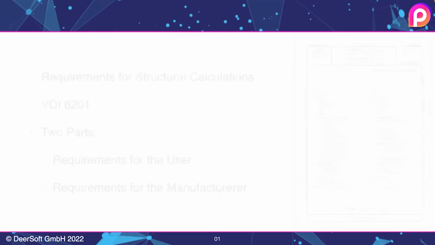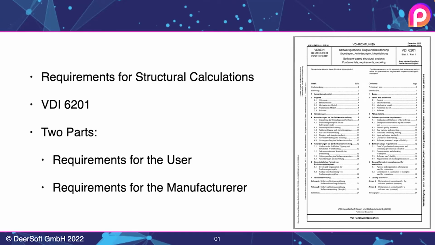But now let's look into the requirements for doing such calculations with the program. There's a VDE 6201 that explains to users and manufacturers their requirements for using such tools. So first, let's look into what we as manufacturer need to do. We need to offer test documentation and calculation samples. We also need to ensure quality testing and documentation of the changes that we are doing internally.